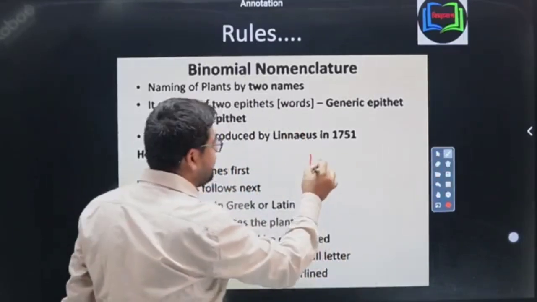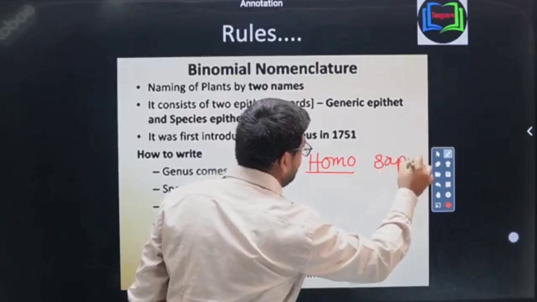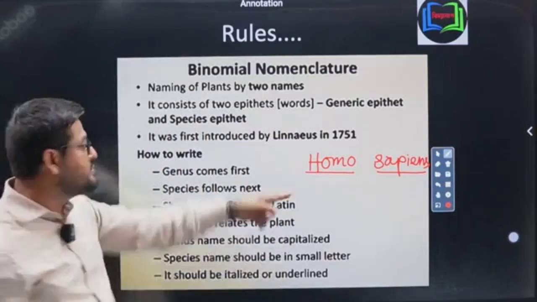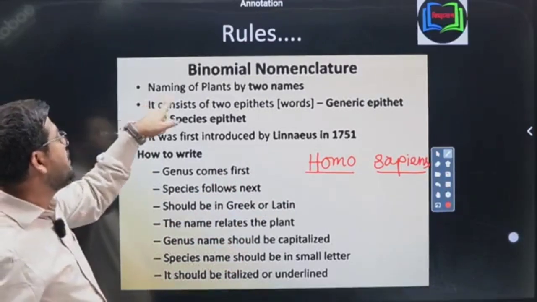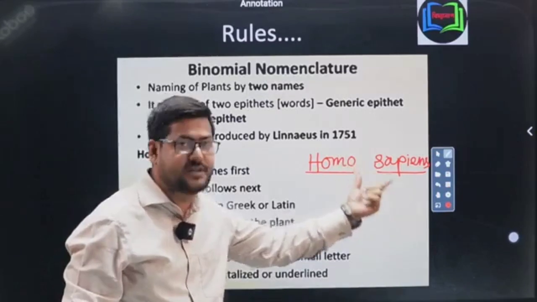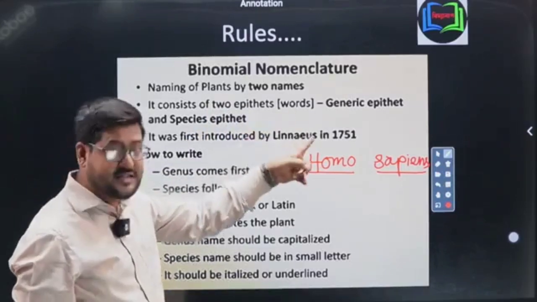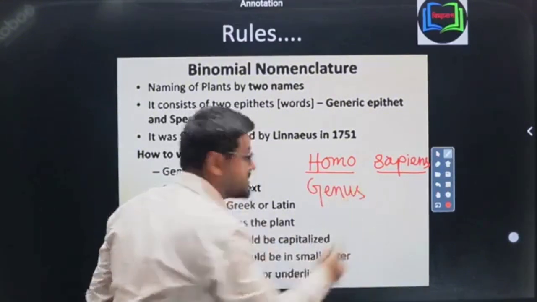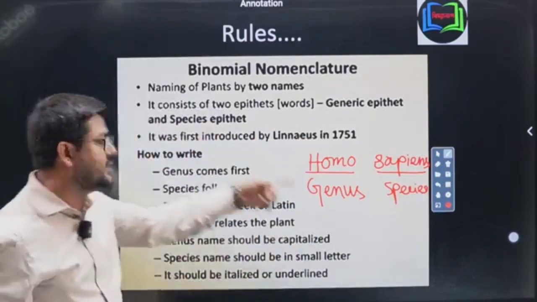So now if I am writing Homo sapiens, my question is, as it is the scientific name, how does it come in? It comes in by following the binomial nomenclature's rules, and it is called naming of plants by two names. Here I am giving two parts of the name, Homo and sapiens. It consists of two epithets, words actually. The generic epithet is called genus, and the second part is called species. So there are two parts, one is genus, another one is species.